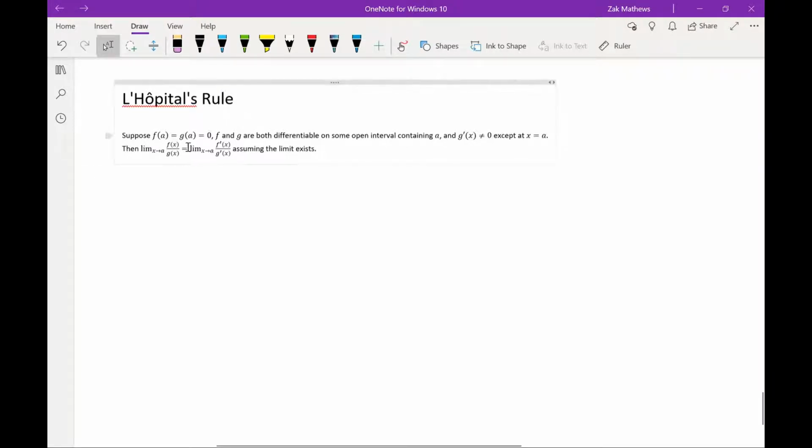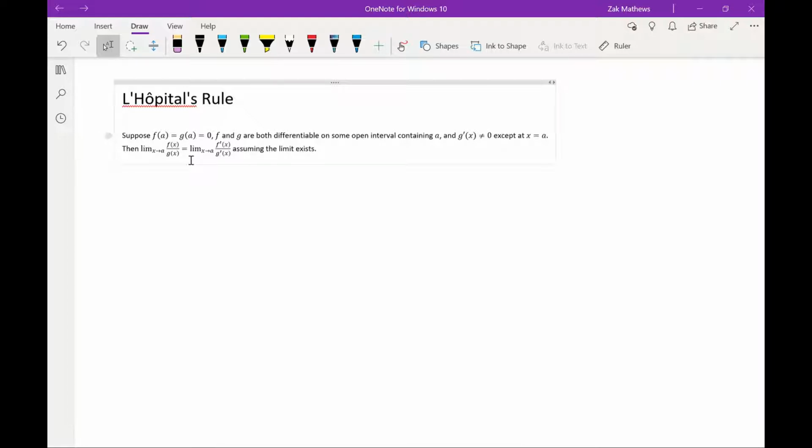Suppose f of a is equal to g of a is equal to 0. f and g are both differentiable functions on some open interval containing that point a. And g prime, the derivative, is not equal to 0 except at x equal to a, which we defined initially, right? That g of a is equal to 0. Then the limit as x approaches a of f over g is equal to the limit as x approaches a of f prime over g prime, assuming the limits exist.